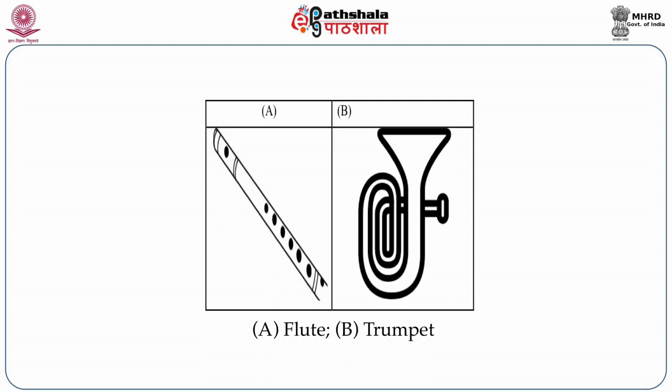A long, straight air column, but the obstructions are provided by these little holes. Some of these holes may be covered or uncovered, depending on what kind of configuration you want, what kind of air columns you want. And the other one is a trumpet. Trumpet looks much more complicated. And just take a look.